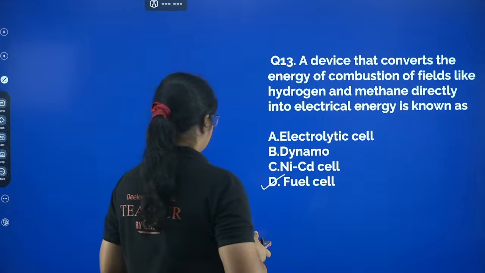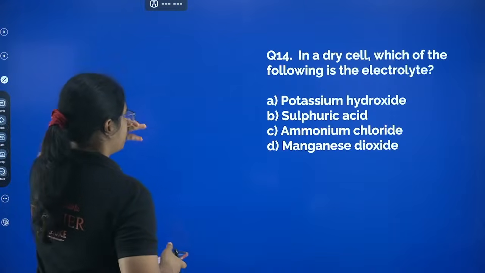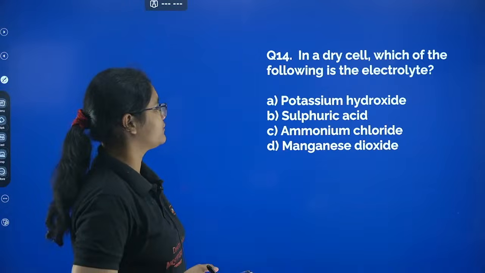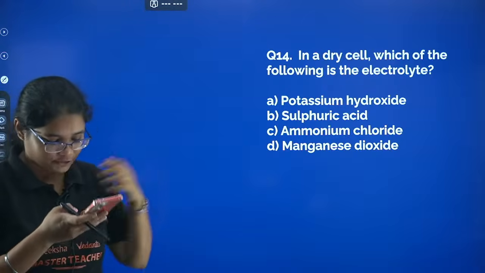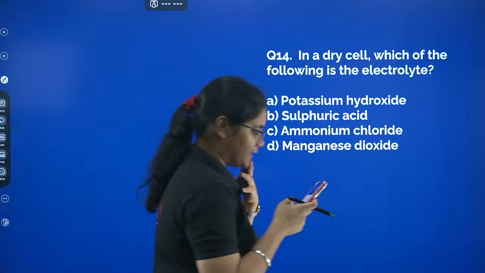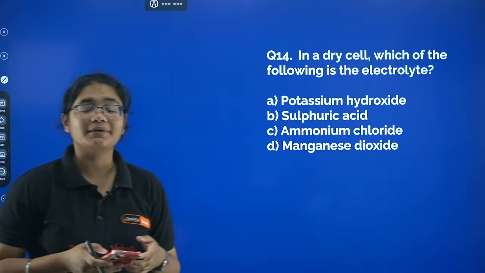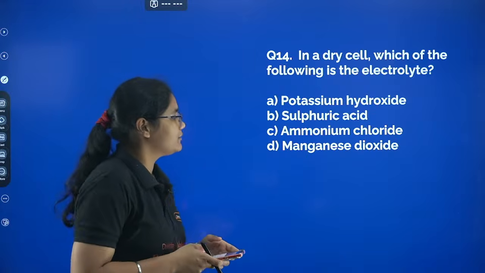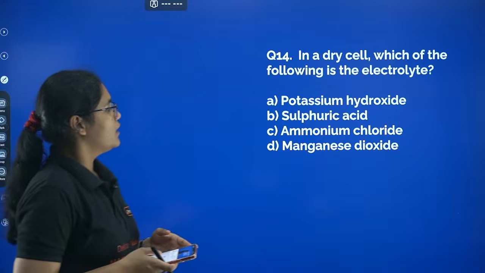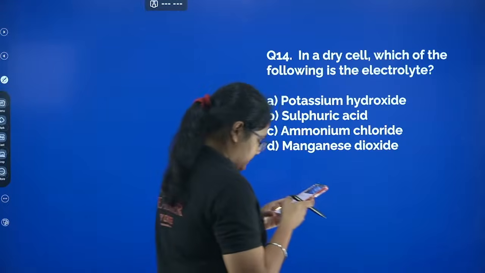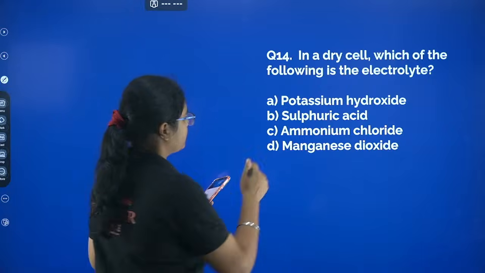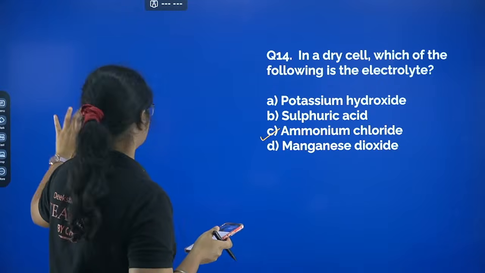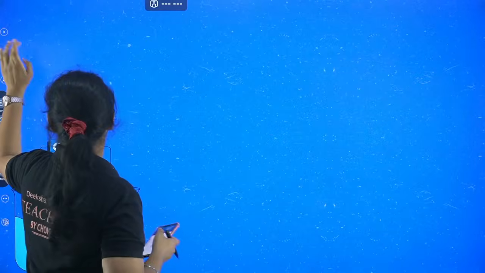Okay, moving to the next, that is your question number 14. In a dry cell, which of the following is the electrolyte? Very simple question again, but a direct, factual question. Which is the electrolyte in a dry cell? Dry cell, you remember, it is a primary cell, or even it is called as your Leclanche cell. Okay, so potassium hydroxide, sulfuric acid, ammonium chloride and manganese dioxide. Yes, 14th option number C is absolutely correct. Aishwarya, good, very good. Madhavi, it will be ammonium chloride.